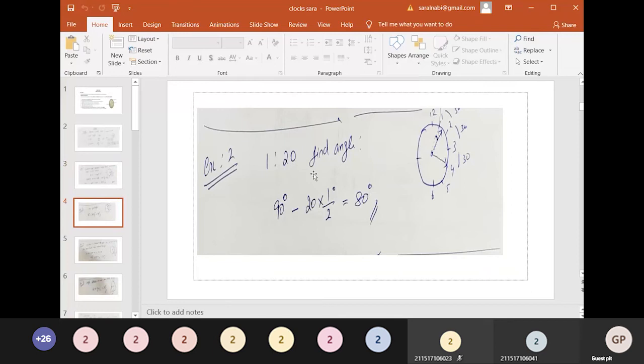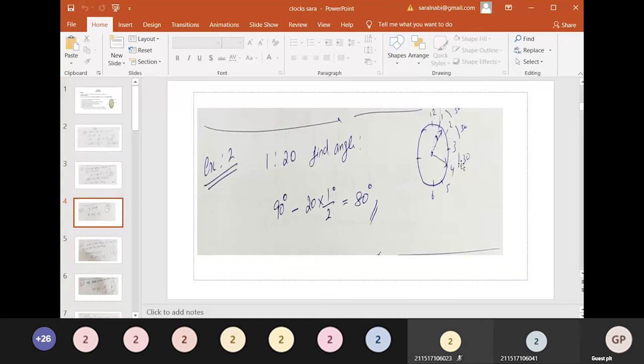In the same manner, example 2: when the time is 1 hour 20 minutes, find out the angle between hour hand and minute hand. So this is a similar problem. 1 hour 20 minutes. So we can consider from 1 to 4. So totally 1 to 2, 2 to 3, 3 to 4.